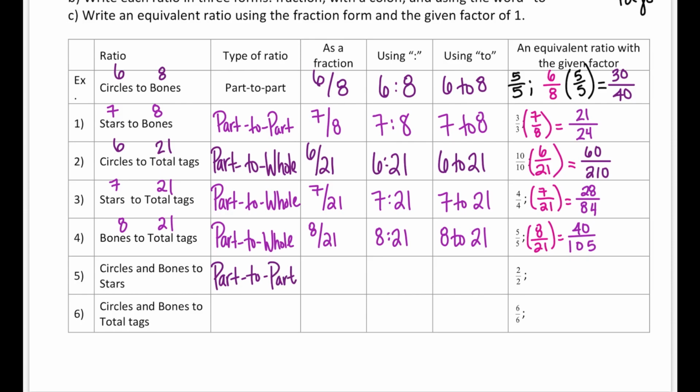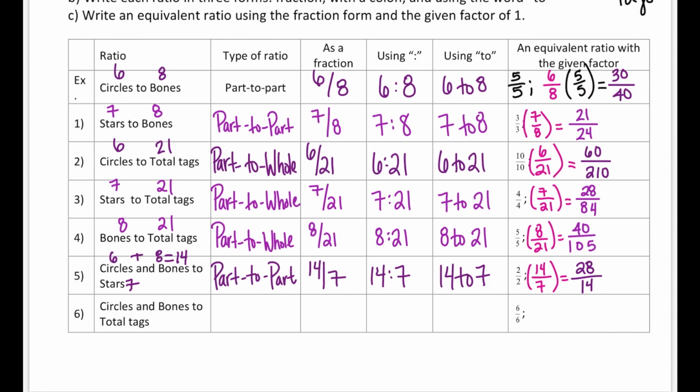All right, well, we know that there are 6 circles and 8 bones. So if we added those together, because the word "and" usually means add, that would be 14. And then how many stars were there? Oh yeah, 7. So the ratio of circles and bones to stars would be 14 to 7. Now, if there were twice as many circles and bones, there would have to be twice as many stars to keep this ratio equivalent. So that would be 28 to 14.